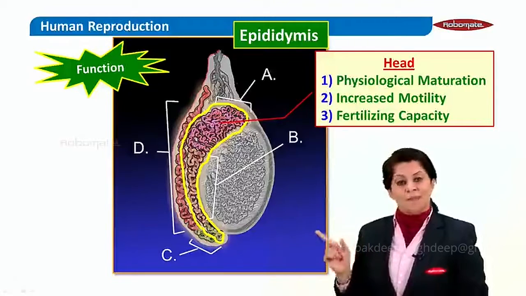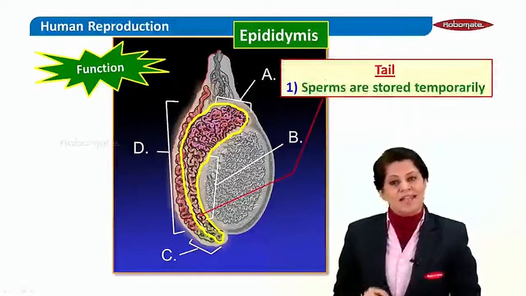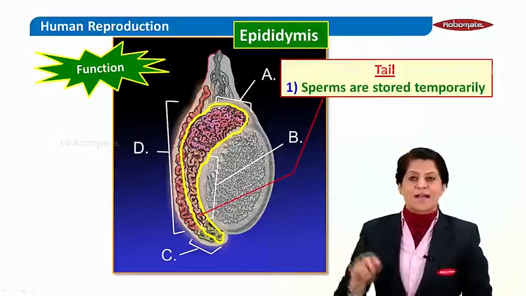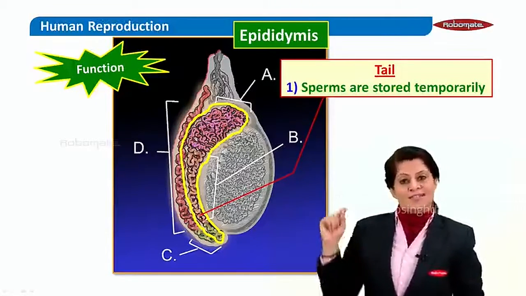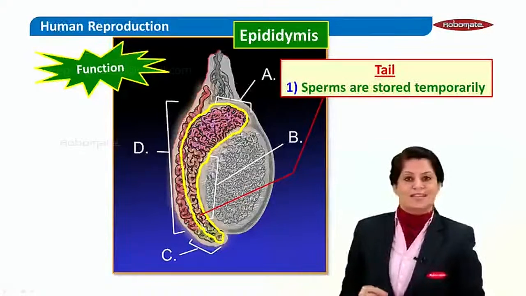And the lowest part, the tail. In the tail region, students, sperms are temporarily stored till the time they are released into the vas deferens.